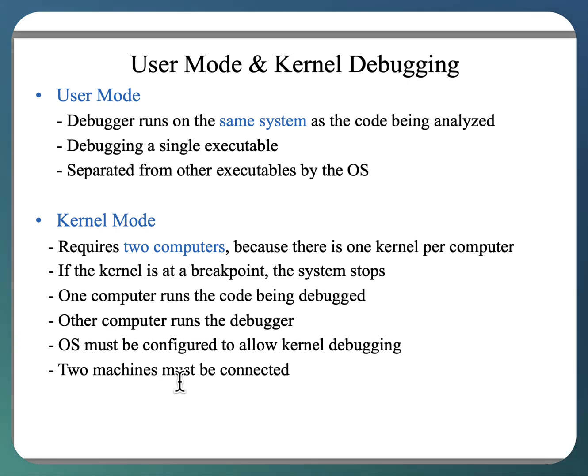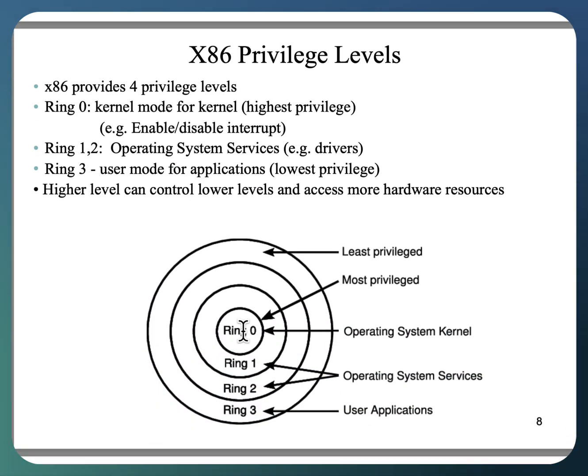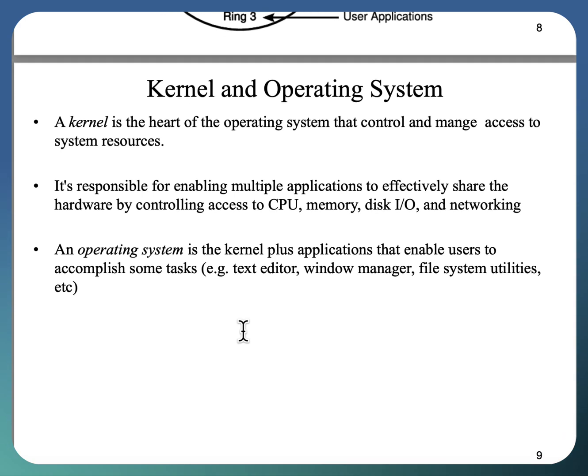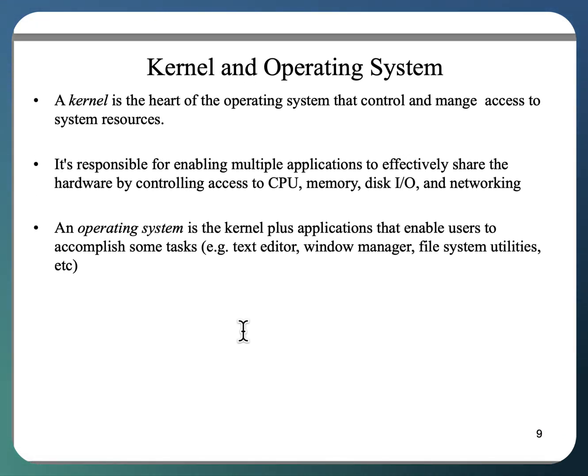Let's jump ahead and address the kernel and operating systems. The kernel is the heart of the operating system that controls and manages access to system resources. What that means is the kernel is responsible for enabling multiple applications to effectively share the hardware by controlling access to the CPU, memory, disk I/O, and networking.